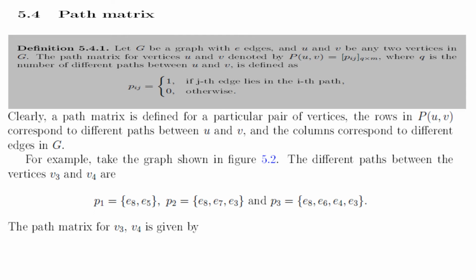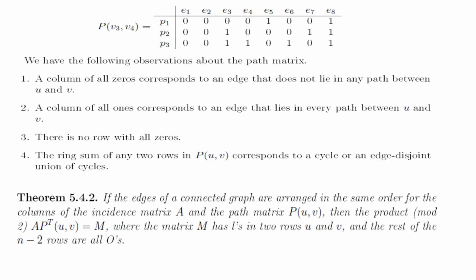The path matrix for V3 and V4 is given by P of V3, V4 equal to, on the left side, write P1, P2, P3. On the top, write the names of the edges E1, E2, E3, E4, E5, E6, E7 and E8. And write the rows: P1 is equal to E5 and E8. So below E5 and E8 write 1 and the remaining as zeros. Similarly for P2 and P3.